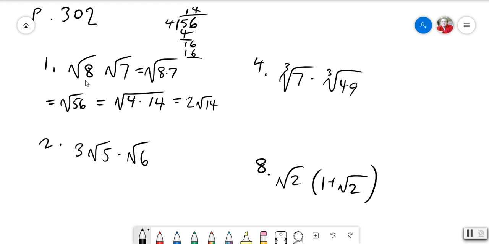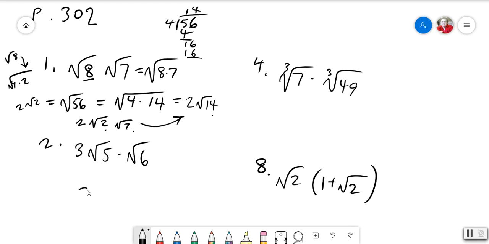The other way, you could simplify the 8 in the first place and have 2 square roots of 2, because 8 equals 4 times 2, and the 4 comes out. And then you would have times the root of 7, and that would directly get you there. 2 times 7 is 14, and your 2 stays outside. So 6 of one, half dozen the other. It works the same way both ways.